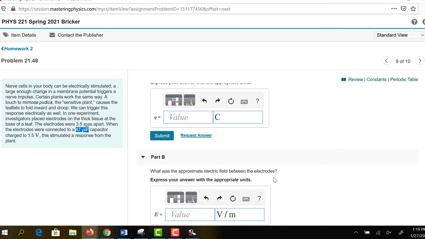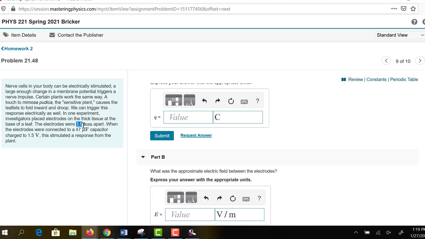Okay, very good. So let's take a look at it actually. Part B is similar to what we just did. So if you've got this much voltage, 1.5 volts, actually let's just talk our way through B. We've got this much voltage over a distance of 3.5 times 10 to the minus third meters.